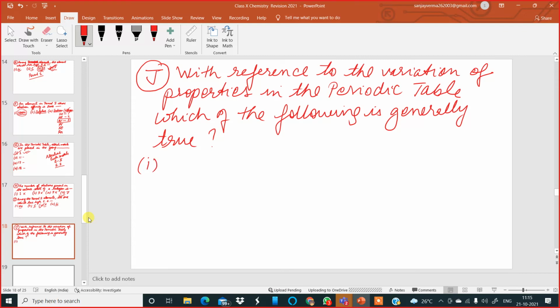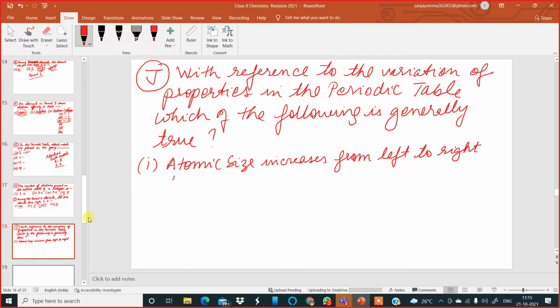First option, atomic size increases from left to right across a period. Is this true? No, sir. Atomic size increases, it is not true. So this is false. This statement is false. So this cannot be the answer.